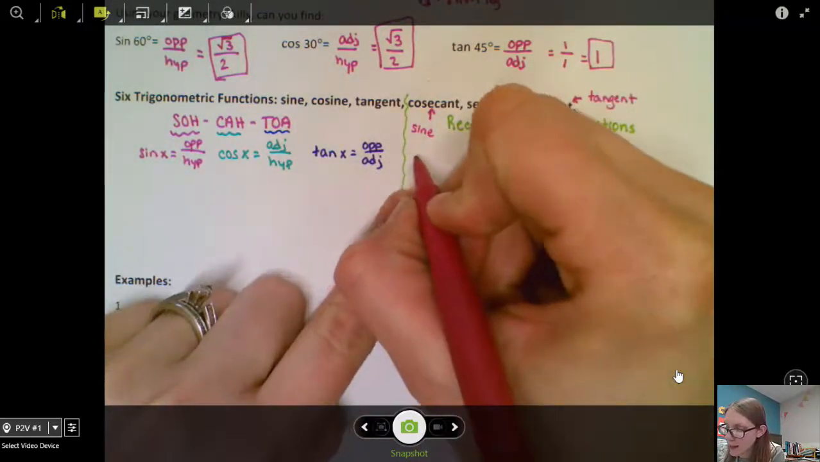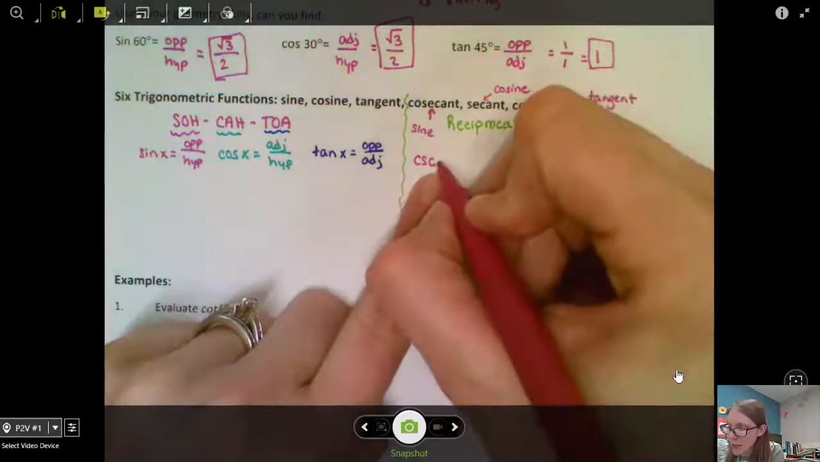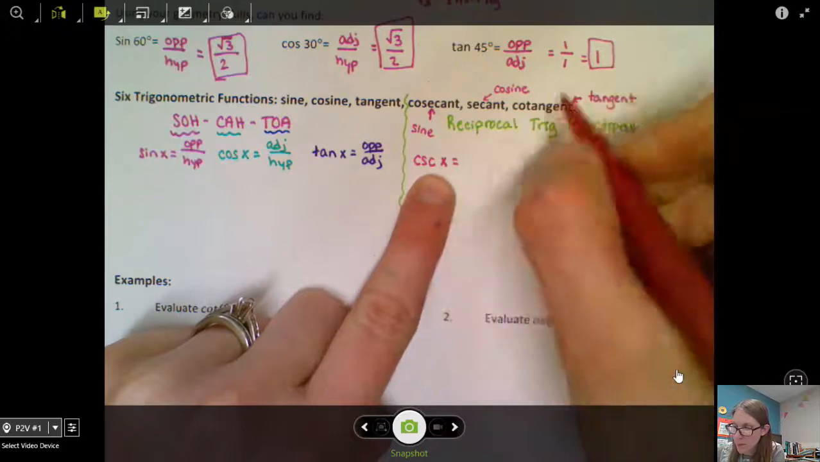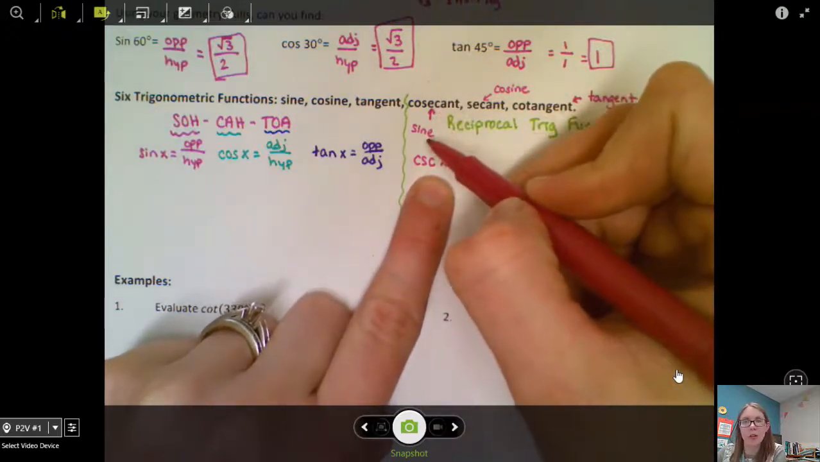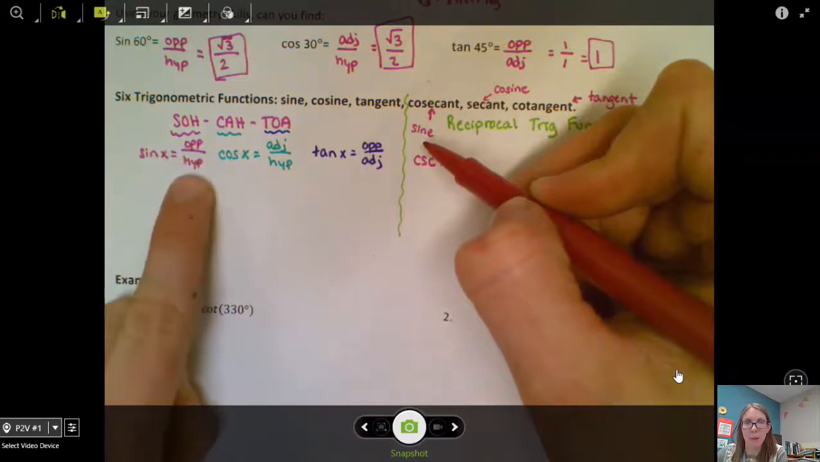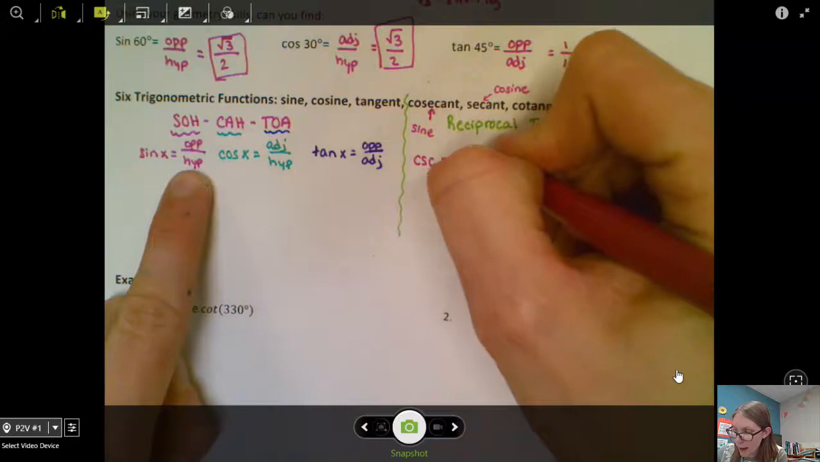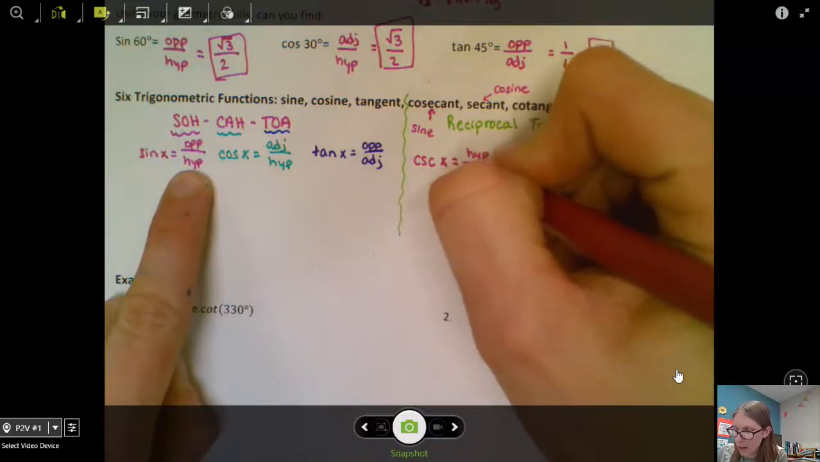Cosecant is abbreviated CSC. So the cosecant of an angle is the reciprocal of the sine. Well, sine is opposite over hypotenuse. If I take the reciprocal of that, I get hypotenuse over the opposite.